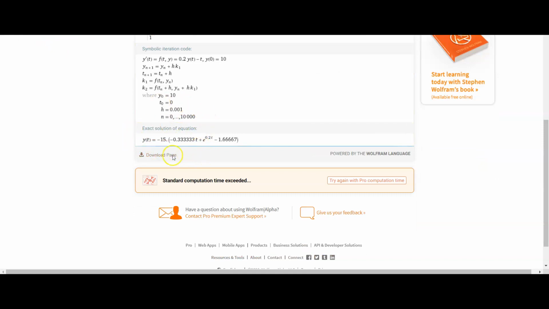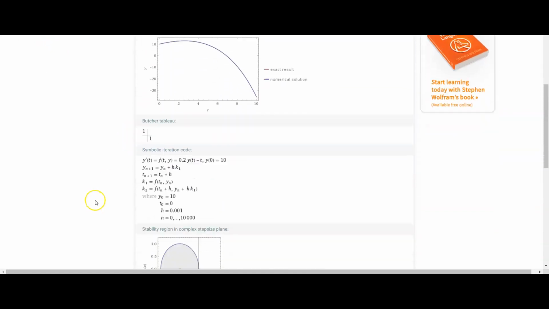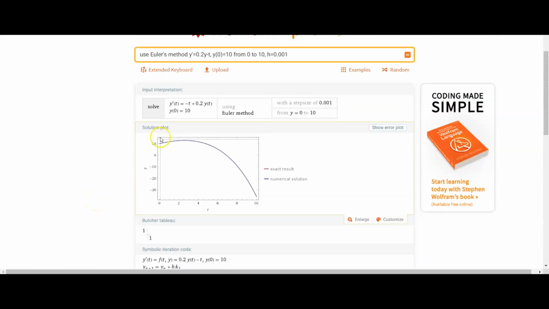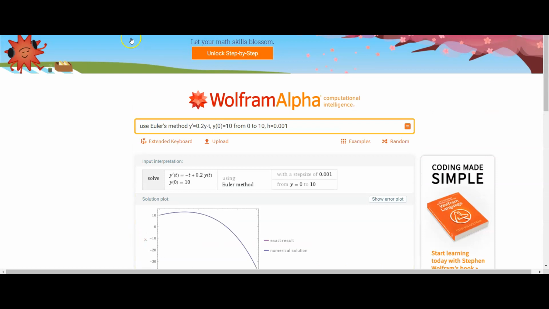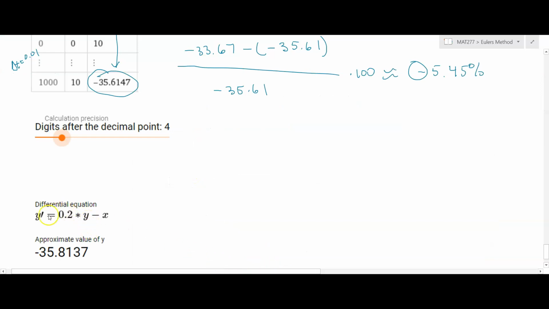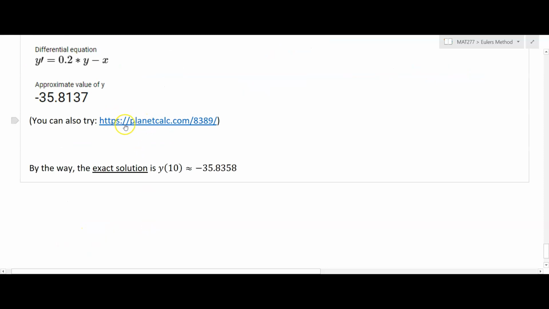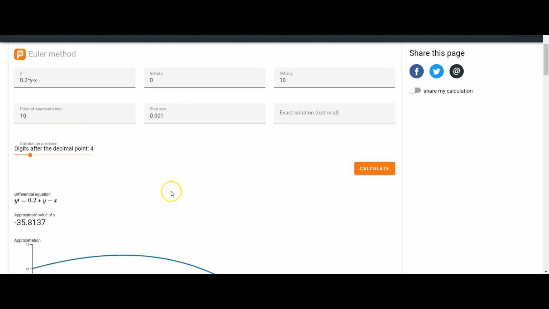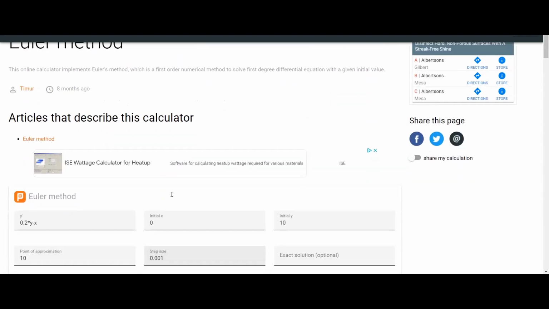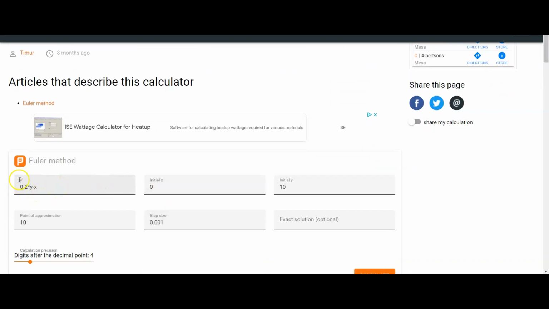So this one here, it'll show me some information, but it doesn't want to print the table for me. It says I'm out of computation time. At that point, I would like to default to another piece of software. So for this equation, I'm actually using a different piece of software. That's this one. You can find many of them on the web. This one in particular allows you to input your differential equation y prime, but you have to use y and x.